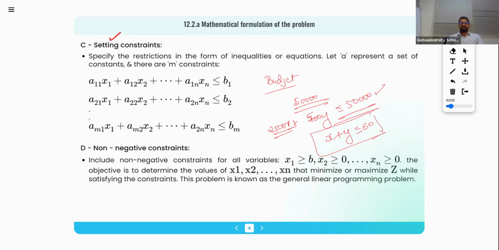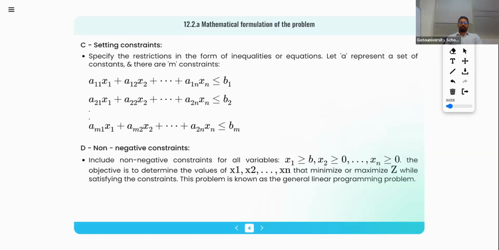Those multiple constraints are generalized here: a11x1, a12x2, a13x3, and so on, which is less than or equal to something. Generally, it is less than or equal to. Sometimes it can even be more than or equal to. It depends upon the question. But if you have more than or equal to, there's a high chance that it might give you an unbounded solution, not a closed solution. Let's come to that later.